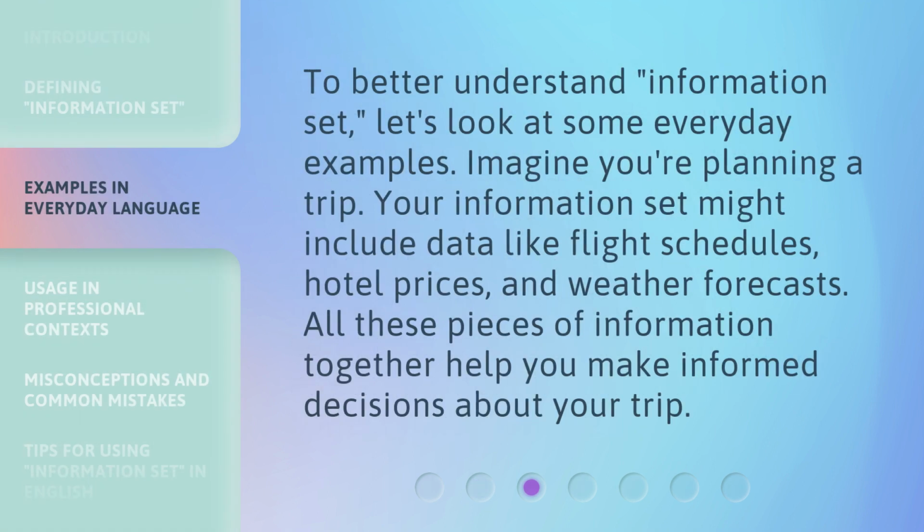To better understand information set, let's look at some everyday examples. Imagine you're planning a trip. Your information set might include data like flight schedules, hotel prices, and weather forecasts. All these pieces of information together help you make informed decisions about your trip.